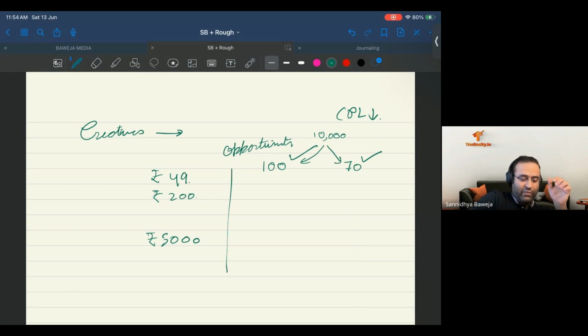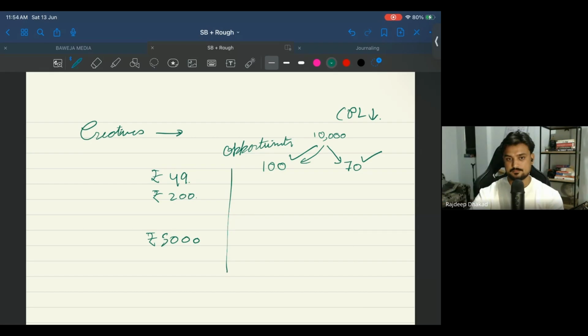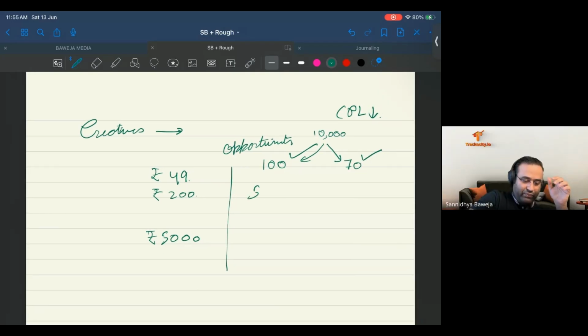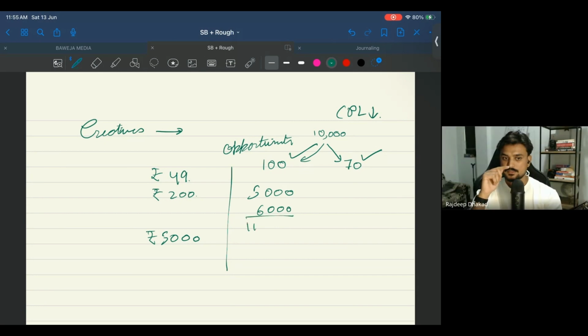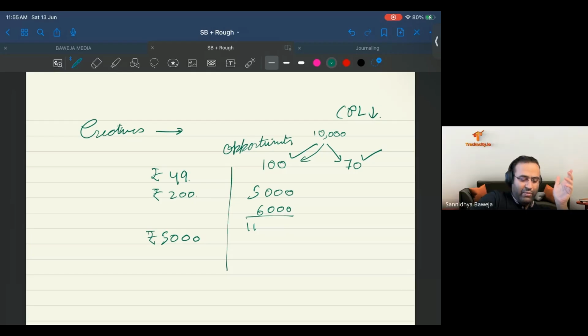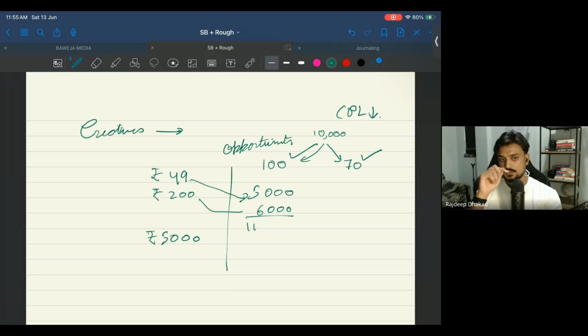Out of these 100, how many take the OTO? 30%. Okay. So from 100 people, it will be 6,000 from the OTO, and from the 50 rupee workshop, 5,000. That's correct. So you're getting 11,000, right? Now let's do it over here.